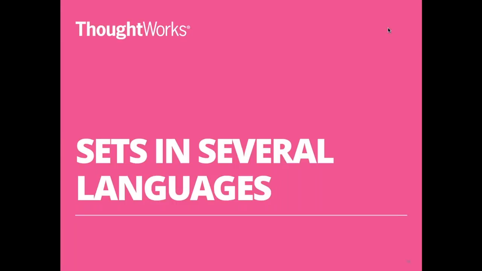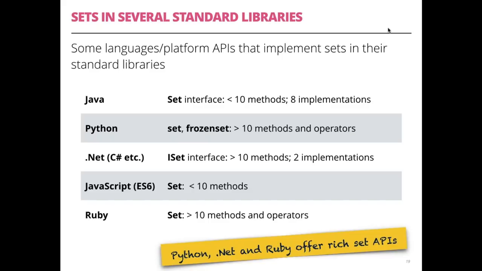Several languages have sets, but some languages don't have sets built in at all, like Go. Some languages like Java and JavaScript have a set type; JavaScript more recently, in ES6. But as you can see on this table, the set types offered by those languages have fewer than 10 methods. They are what I call narrow set APIs, because what they give you is basically an abstract data type that ensures no element will be duplicated. But they don't offer the operations that are fundamental in set theory, like intersection, union, and so on. In contrast, Python, .NET, and Ruby offer rich, wide set APIs that implement not only the basic behavior of a set data type, but also set operations that you can use when programming.